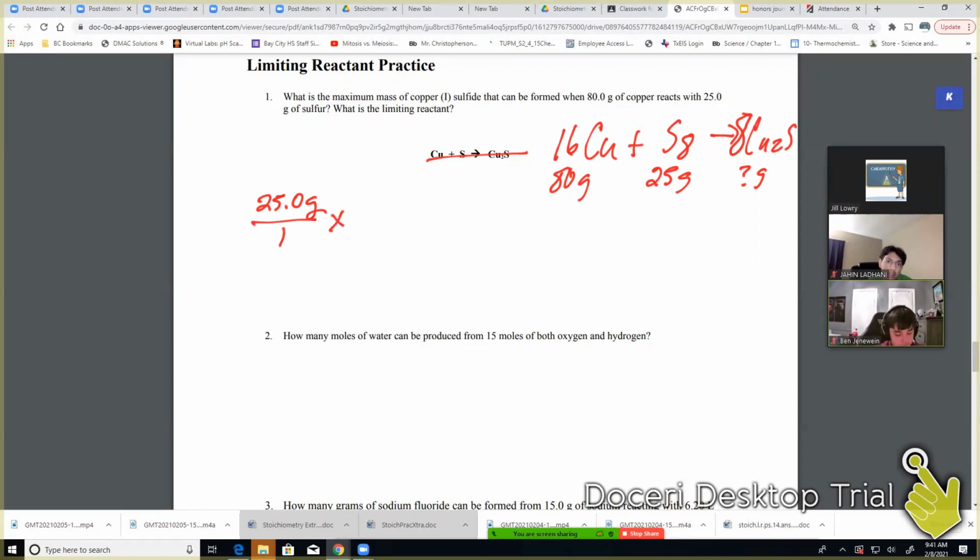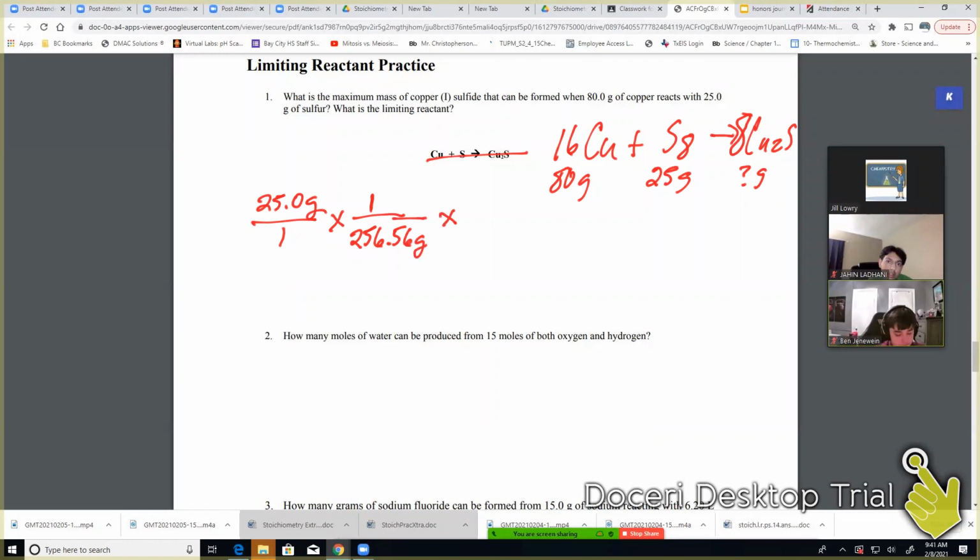So I start with my given in grams, put it over 1. And then my first conversion factor in the box is 1 over the molar mass. So since it's sulfur and there's 8 of them, I'd have to take 8 sulfurs and you would get 256.56 grams.